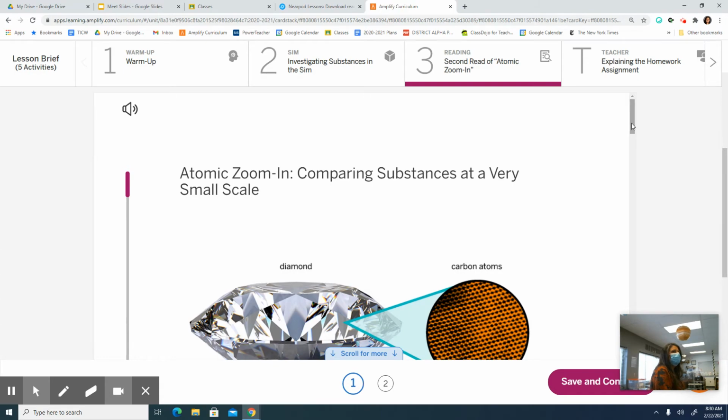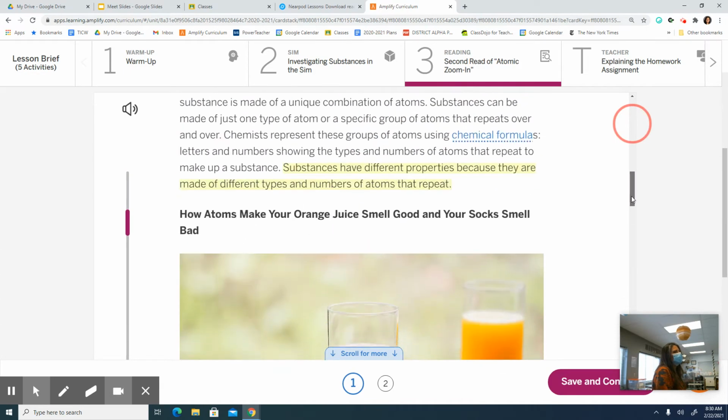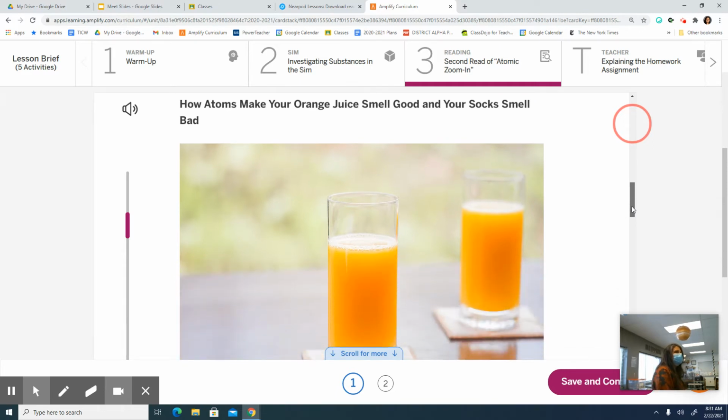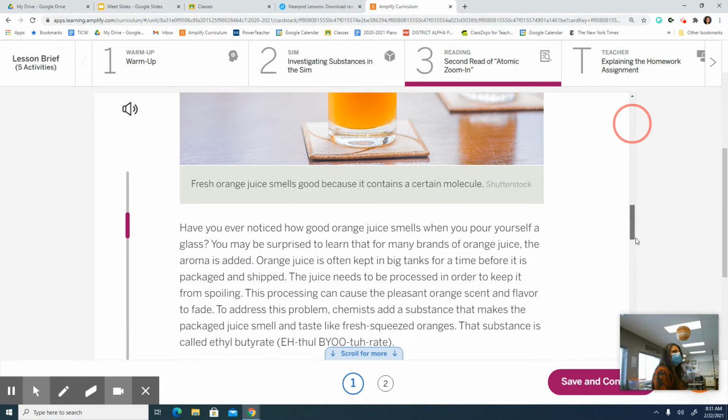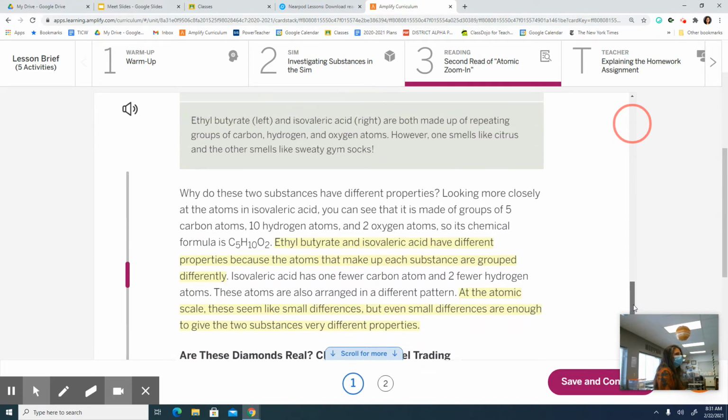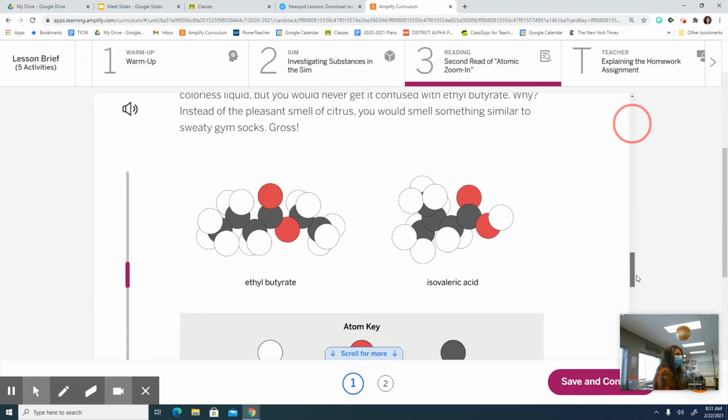So you should have already annotated this article, okay? You should have highlighted and made notes. So if your article is not highlighted and annotated, you want to do that tonight for homework because it will be graded. Right now, you're going to scroll down to this section, How Atoms Make Your Orange Juice Smell Good and Your Socks Smell Bad. And you're going to read until you get to Are Diamonds Real? So you want to stop there. So it's not a lot.